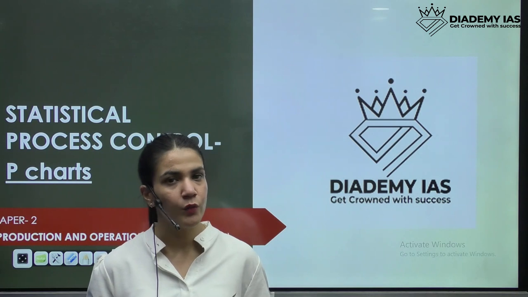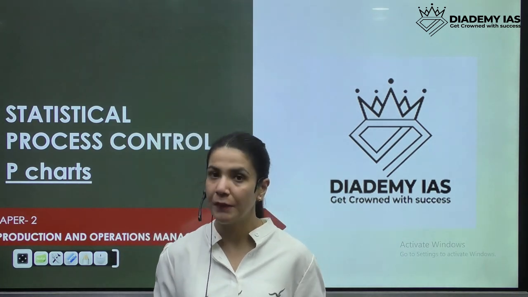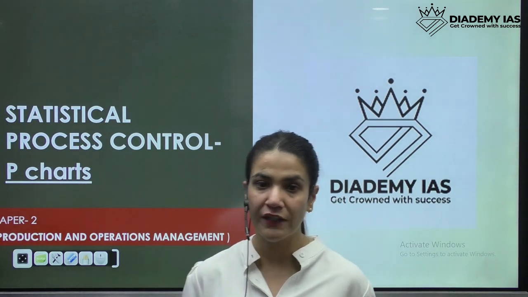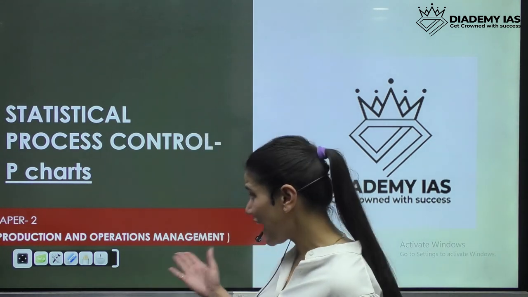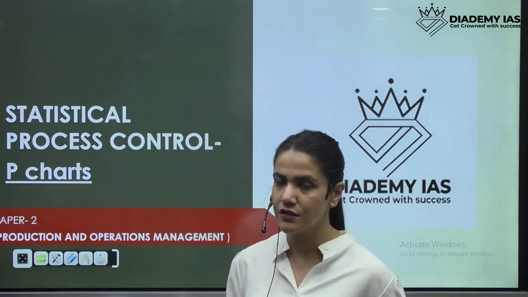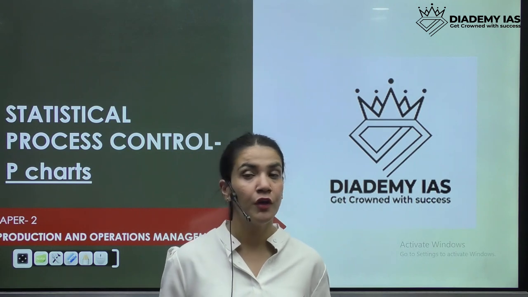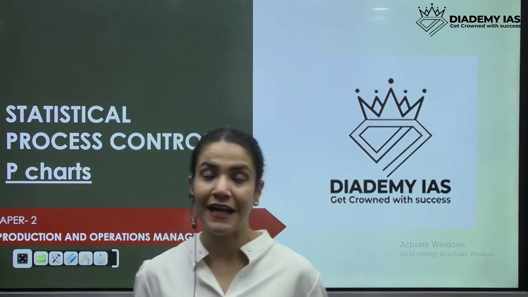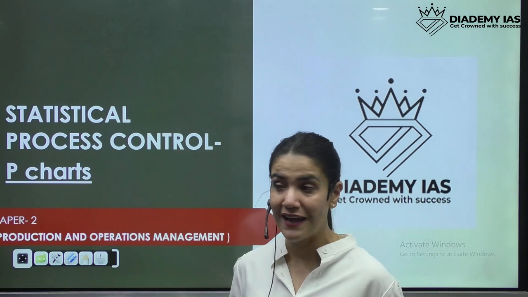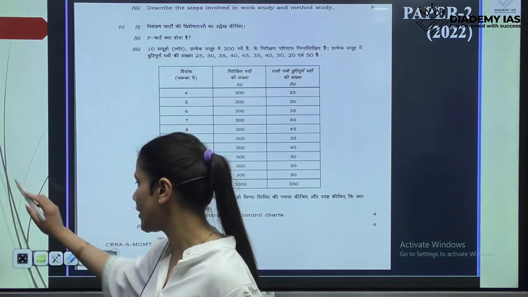For today's session, I'm going to be taking your paper 2, and in paper 2 we are going to be taking the subject module of, as you can see on your screen also, production and operations management. And in this particular subject we are going to be taking a very important topic, considerably from a numerical point of view, and that is statistical process control. And specifically in this topic I'm going to be explaining you P charts.